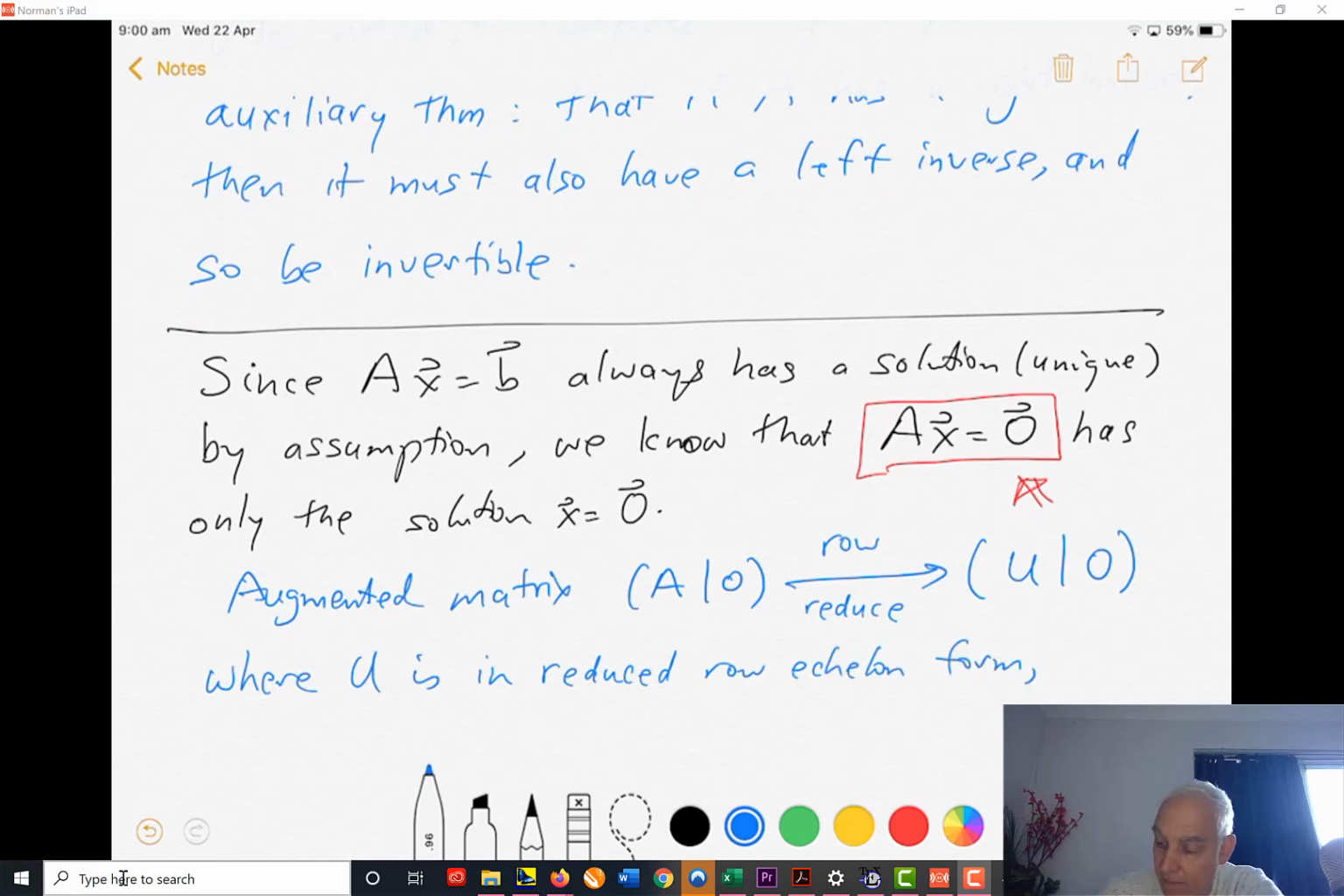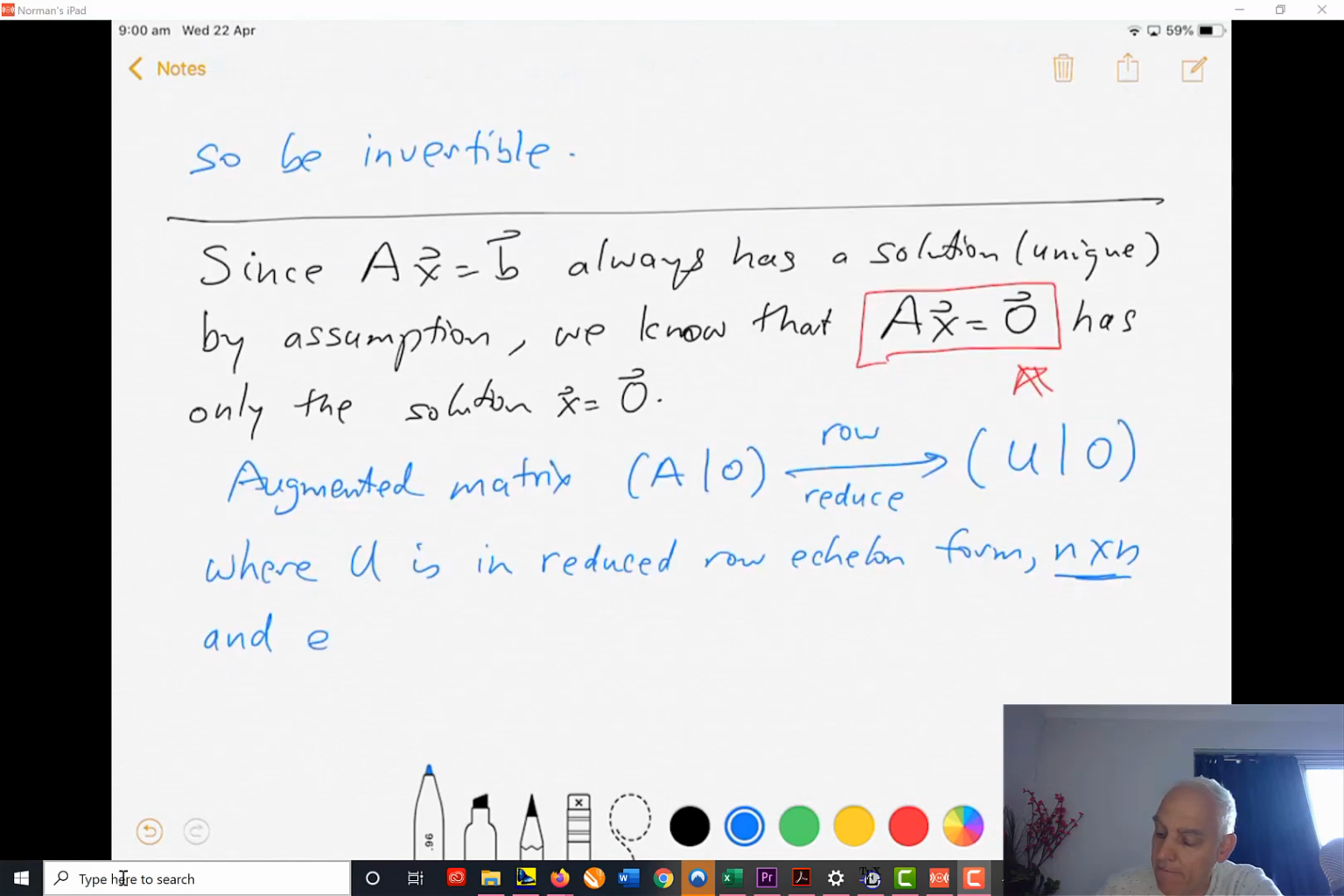It's necessarily n by n because A is n by n. And since there's a unique solution, it must be that every column of U is a leading column.